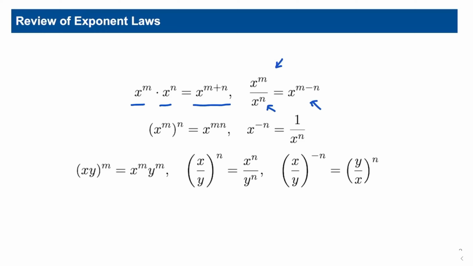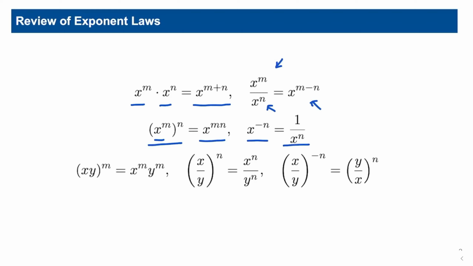If we raise x to the power m and then raise the whole thing to the power n, this equals x to the m times n. Then negative powers: x to the negative n equals 1 over x to the n.